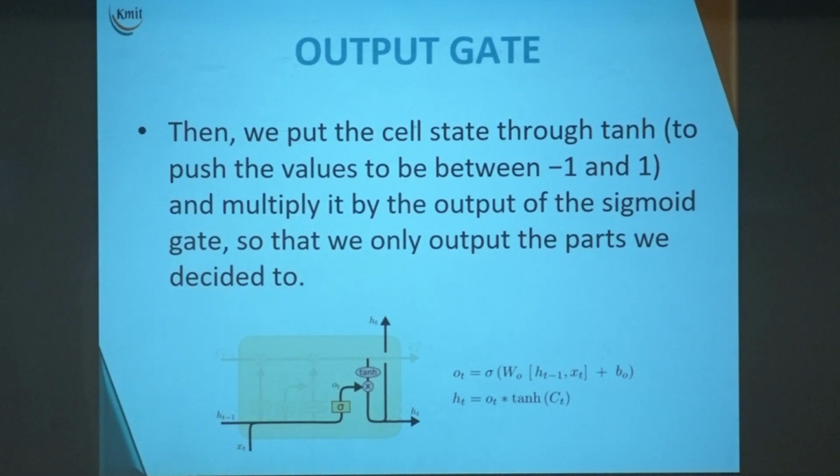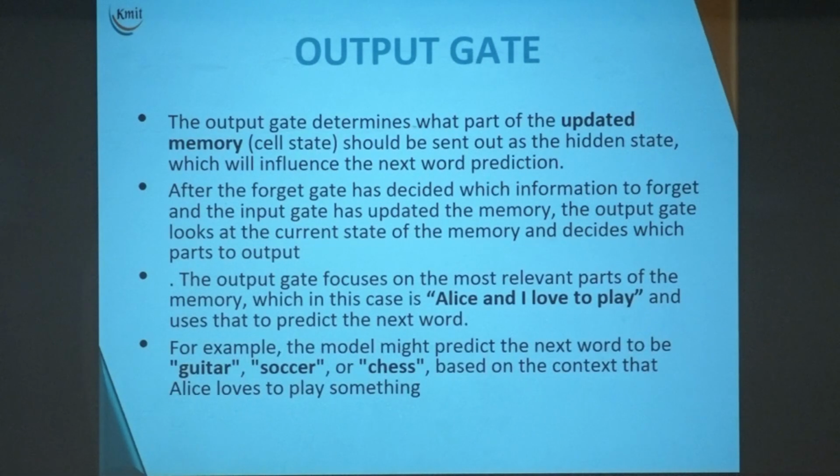We put the cell state through tanh function and multiply it with the output of sigmoid gate so that we get only the output parts that we are going to decide to. So let us see a quick example over here. The output gate determines what part of updated cell state should be sent as our hidden state, which will influence our prediction of our next word, that is our application as an example that we have taken.